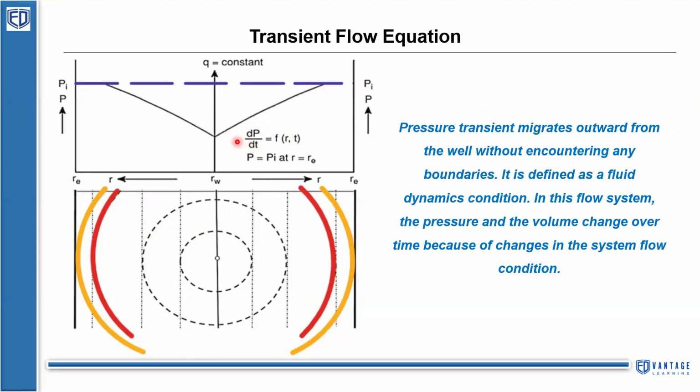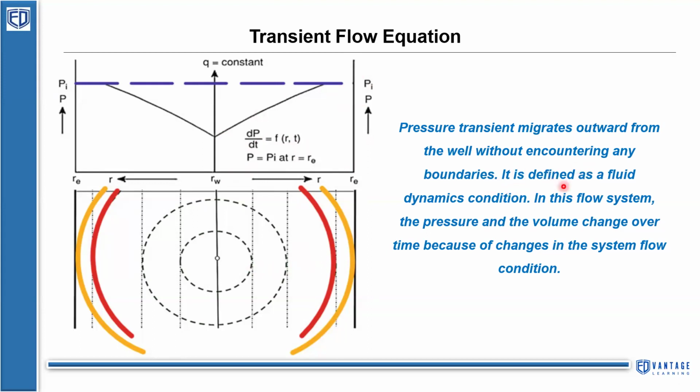So the same thing, your change of pressure with time will be a function of radius and time, and the pressure will be equal to Pi at r equal to re. But you don't know what your re is, because the wave hasn't reached a boundary. So this is a typical wave progression, the typical radius of investigation. The pressure transient migrates outward from the well without encountering any boundaries.